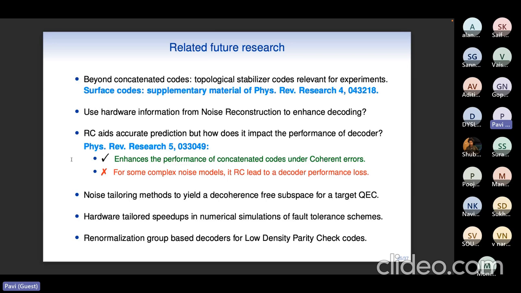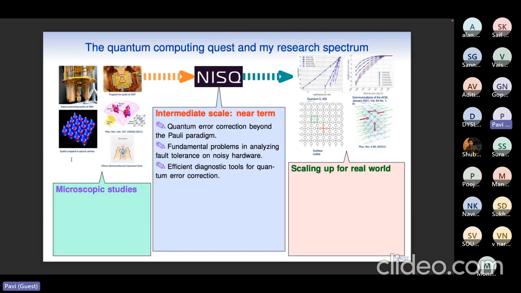Okay, so I want to just end by coming back to the bigger picture. As you know, we were looking at these three aspects according to the scale of systems. So there was microscopic, intermediate scale, and large scale. What we discussed was in the intermediate scale. I just want to mention a few other works that we did, just because I would be delighted to talk to anyone if you were further interested in those.